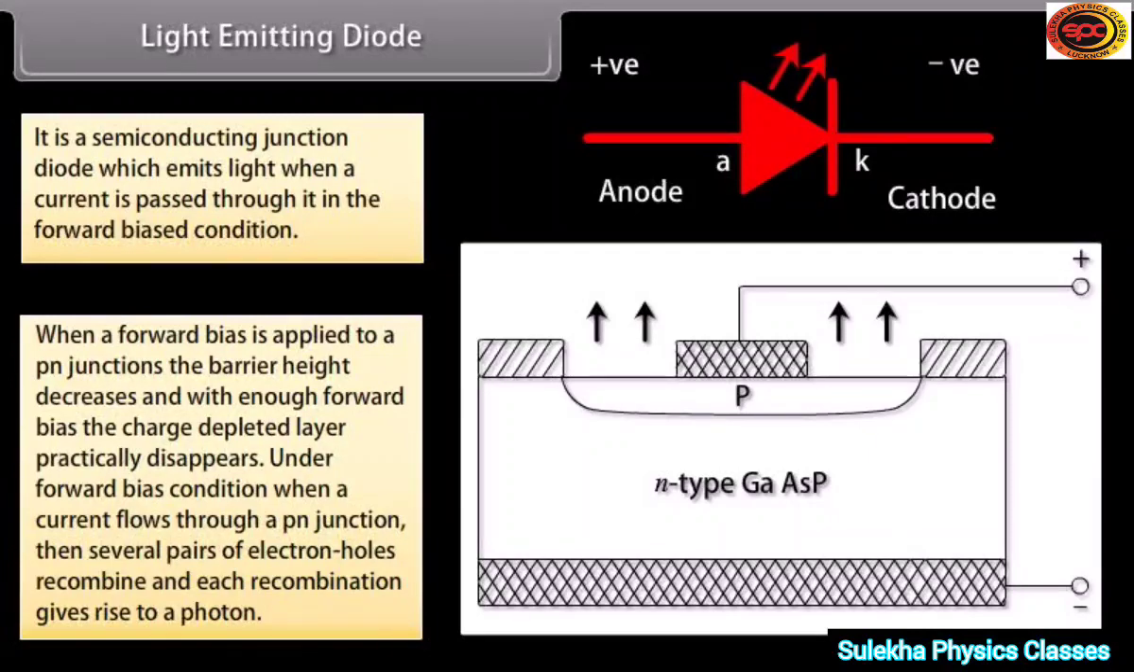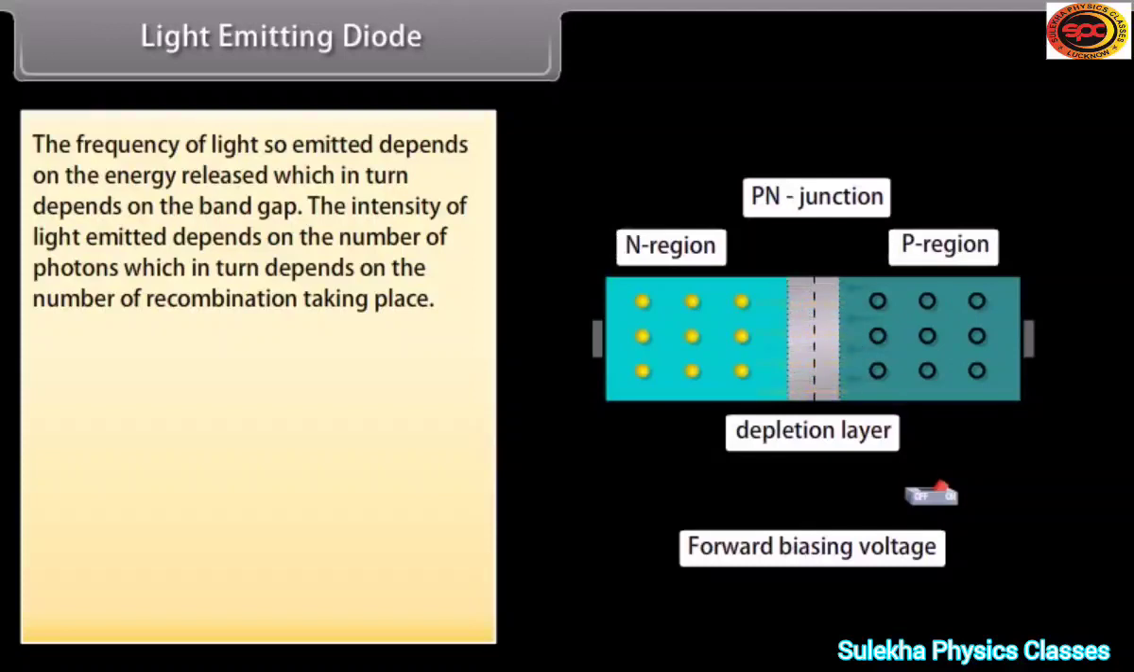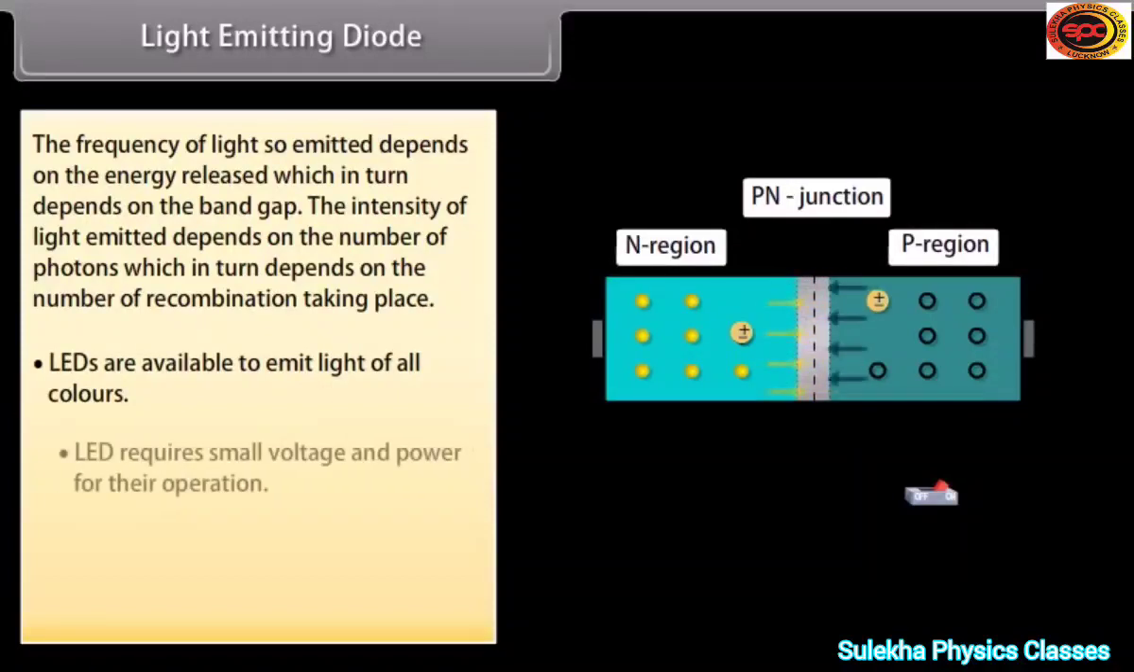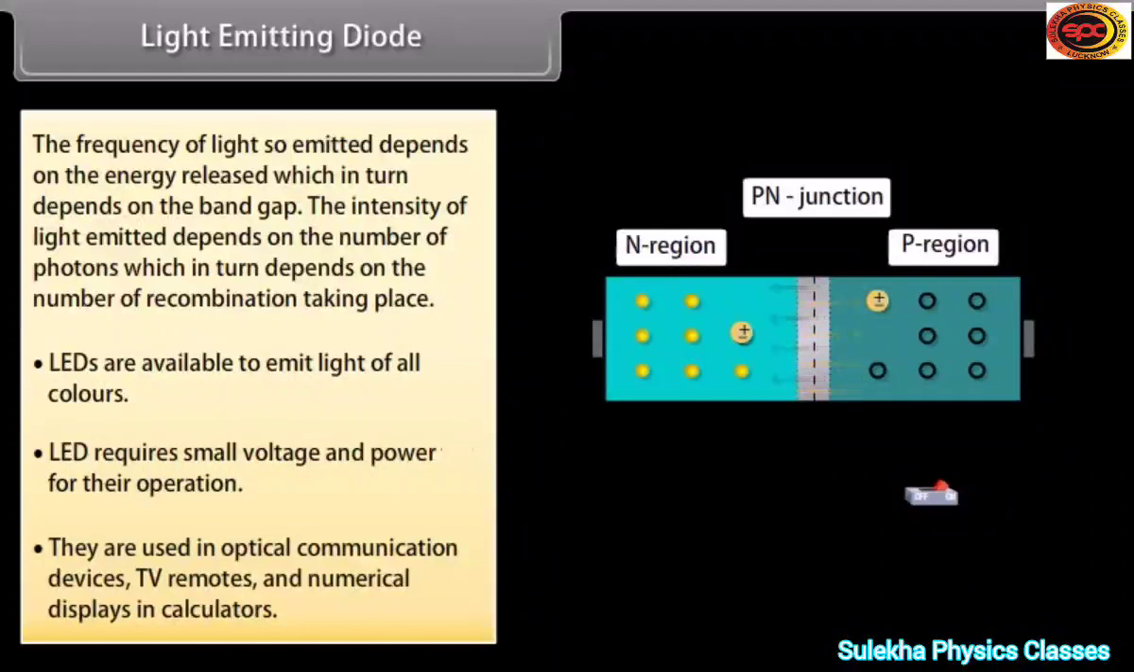Under forward bias condition, when a current flows through a p-n junction, several electron-hole pairs recombine and each recombination gives rise to a photon. The frequency of light so emitted depends on the energy released, which in turn depends on the band gap. The intensity of light emitted depends on the number of photons, which in turn depends on the number of recombinations taking place. LEDs are available to emit light of all colors. LEDs require small voltage and power for their operation. They are used in optical communication devices, TV remotes, and numerical displays in calculators.